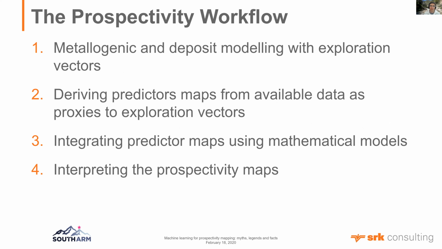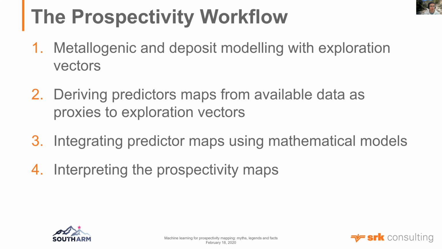So how do you do prospectivity mapping? There's a general workflow, starting with having an exploration model. So it can be a metallogenic or deposit model, and generating exploration vectors. After that, you'll derive what's called predictor maps from the available data as proxy to these exploration vectors.